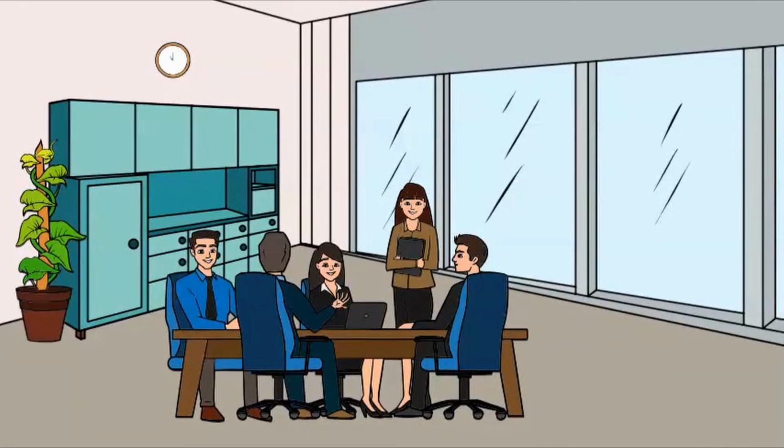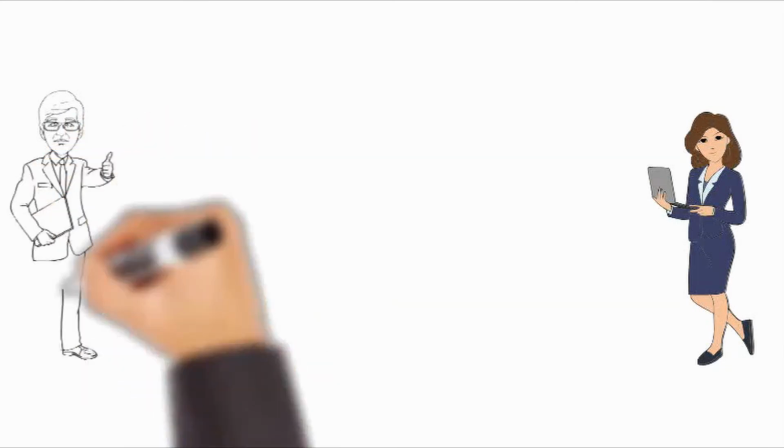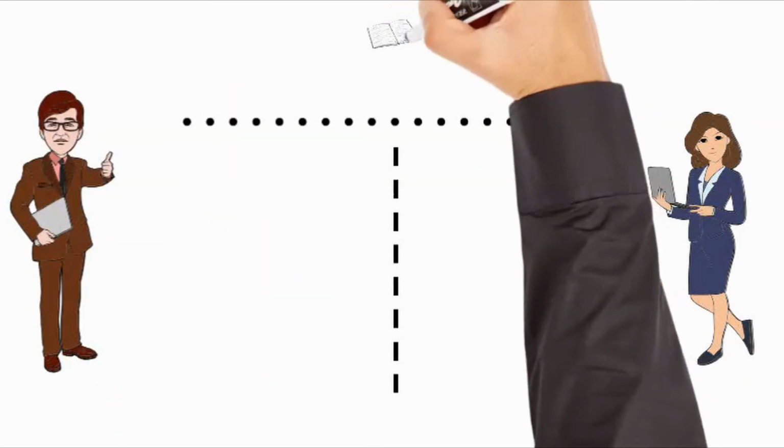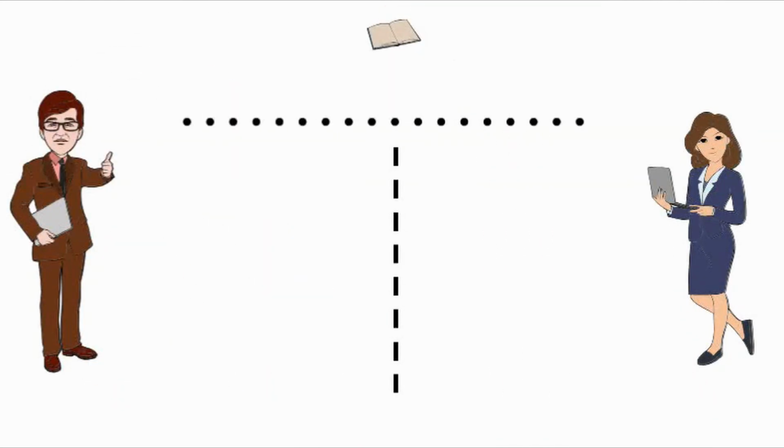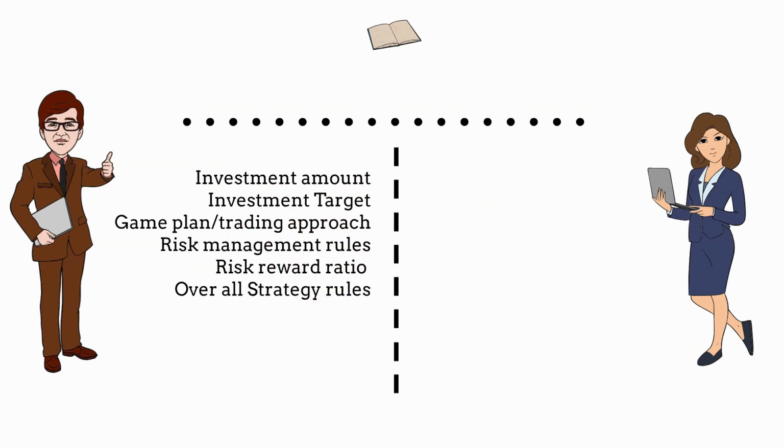Just keep a journal. The journaling is done in 2 phases. The first phase is before the trading, and the second, indeed, after the trading is done. In the first phase, you will write down things like your investment target, your overall game plan, or simply the strategy you will be following to reach your target. Further, you will be writing down your risk management rules, your risk-reward ratio, and the rules that your strategy dictates to be following.